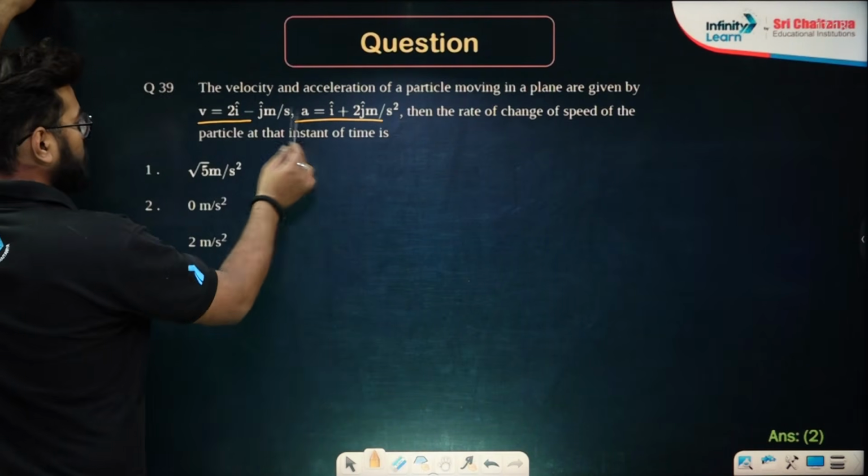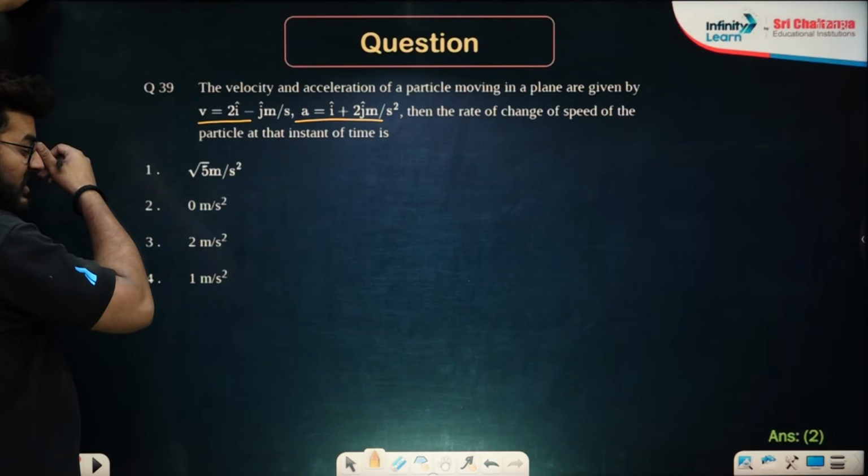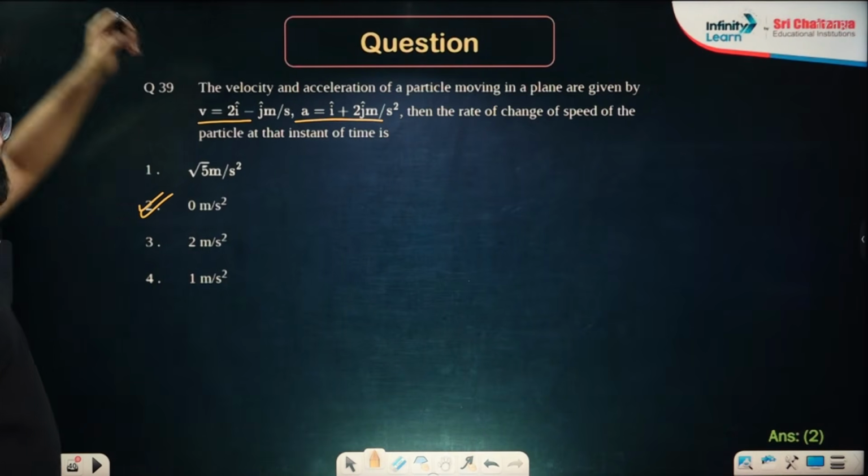If you do the dot product, what you will see, 2 into 1 minus 2, it is 0. That means acceleration is perpendicular to velocity. There will be no change in velocity magnitude. So rate of change of speed will be 0.